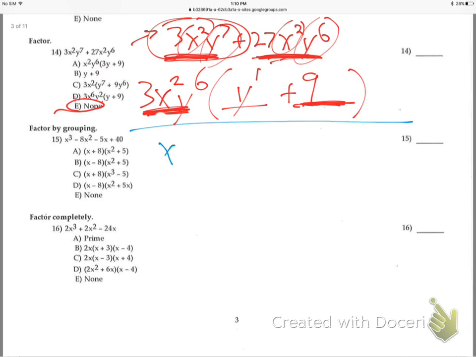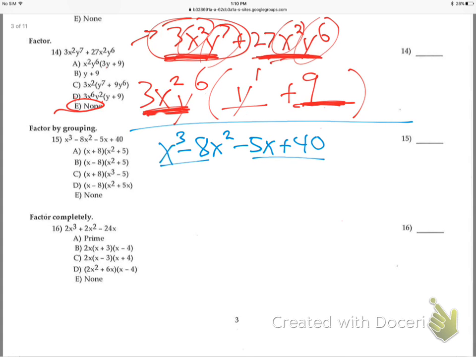All right, I'm going to go to the next one. X cubed minus 8x squared minus 5x plus 40. So looking at those four terms, what do we do when we're factoring four terms? Yeah, have it 2-2 split, break it in the middle, right? First two, last two. Remember that whole thing? When you have four terms, do a 2-2 split, right?